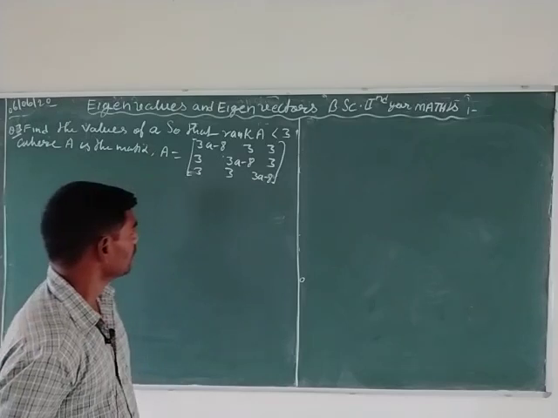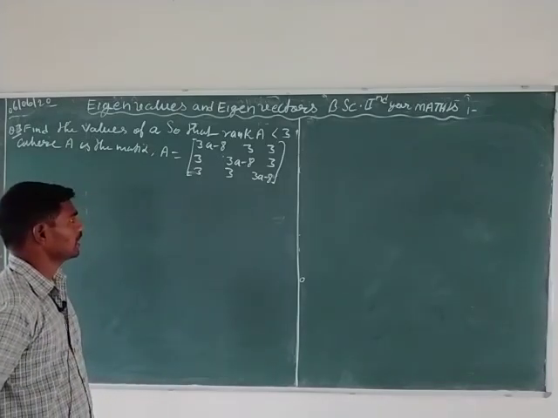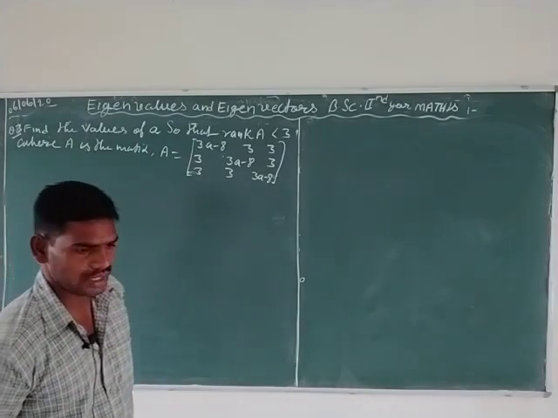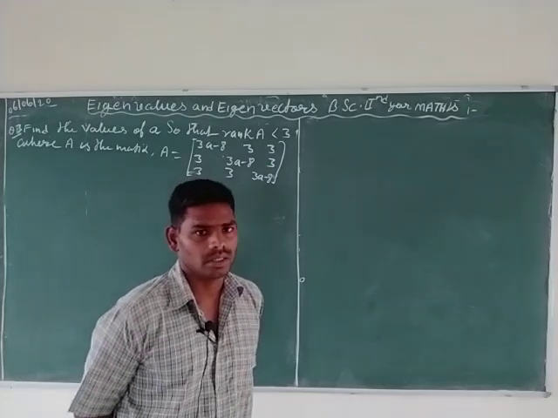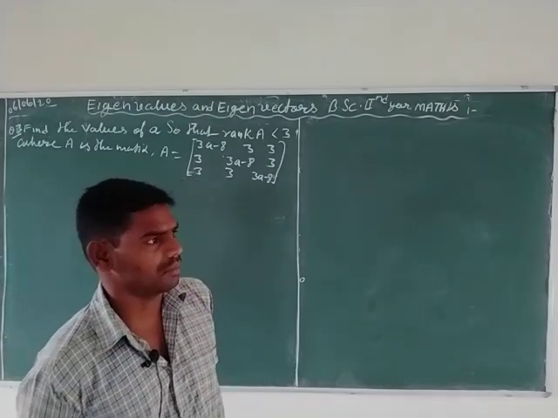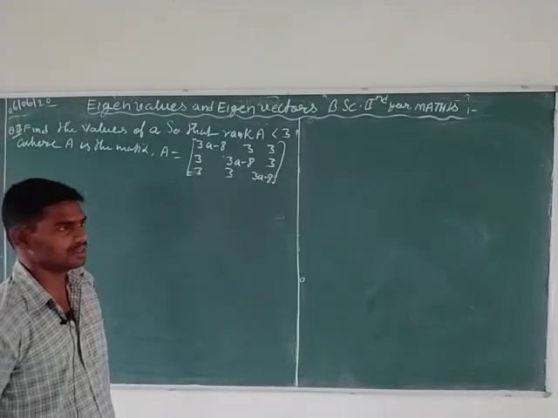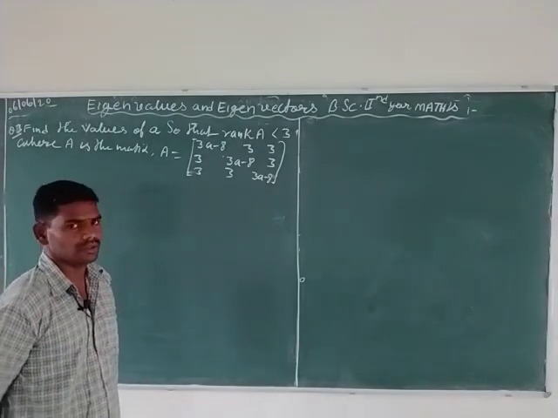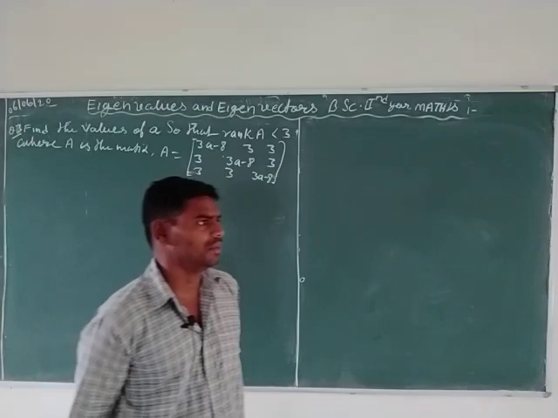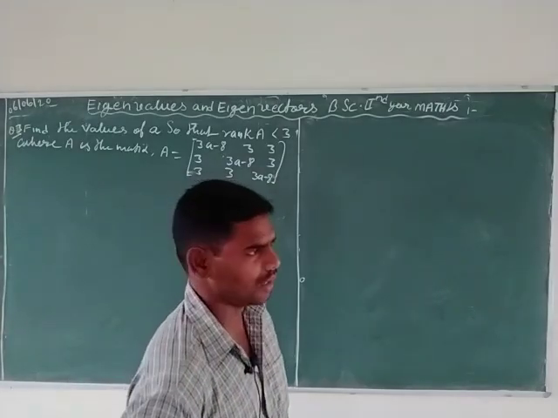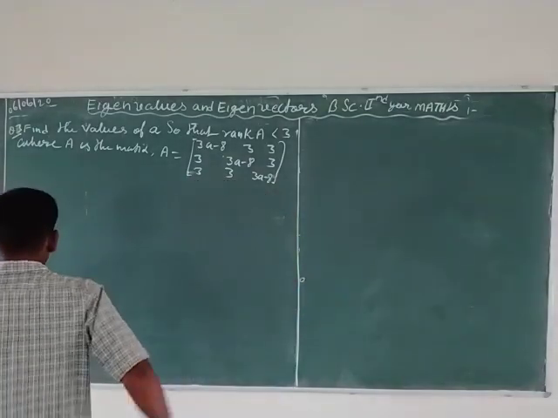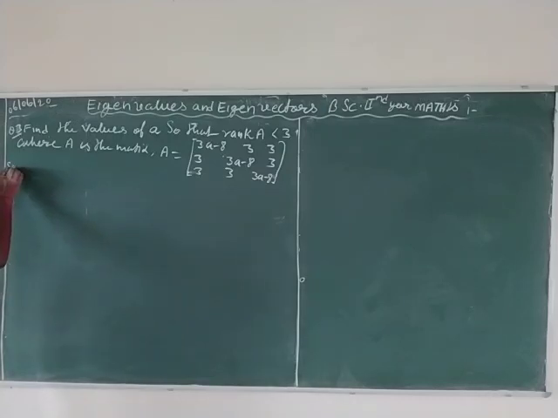So here, if the rank of this matrix capital A is less than 3, then it is clear that the determinant of matrix capital A of 3 by 3 order is equal to 0. So applying this condition, you can calculate the value of small a from the given matrix. So, write the solution.